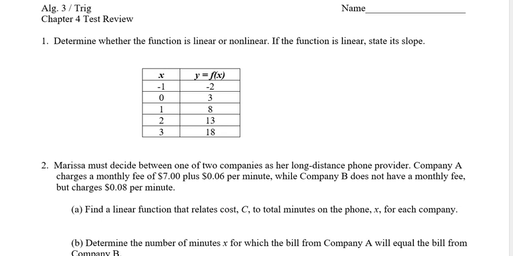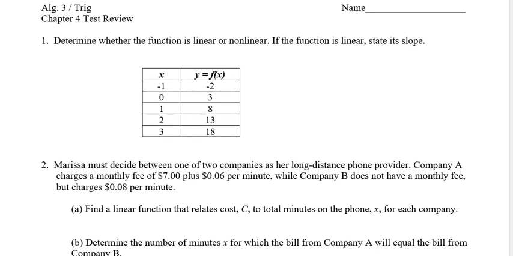Okay, so here's some help for this Chapter 4 test review sheet for this test that's coming up. So let's get right into it. This first problem deals with recognizing whether a given table of values represents a line, linear, or does it represent the function or the graph of something that's not linear. So here's what this amounts to.